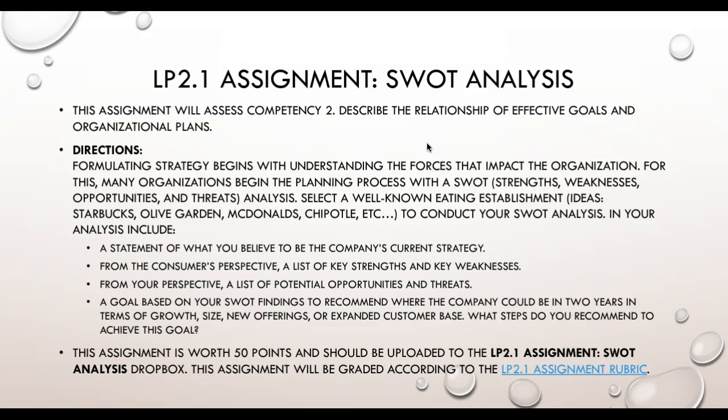From the consumer's perspective, a list of key strengths and key weaknesses. From your perspective, a list of potential opportunities and threats, and a goal based on your SWOT findings to recommend where the company could be in 2 years in terms of growth, size, expansion, customer base, and all that. What steps do you recommend to achieve this goal? This assignment is worth 50 points. It should be uploaded to the LP2.1 assignment in the Dropbox. And of course, again, guys, look at the assignment grading rubric. We grade strictly by that.